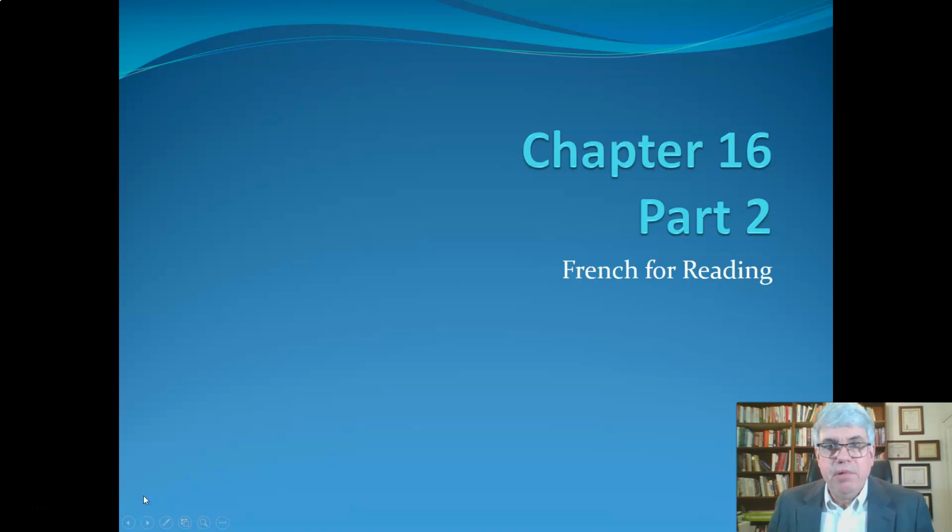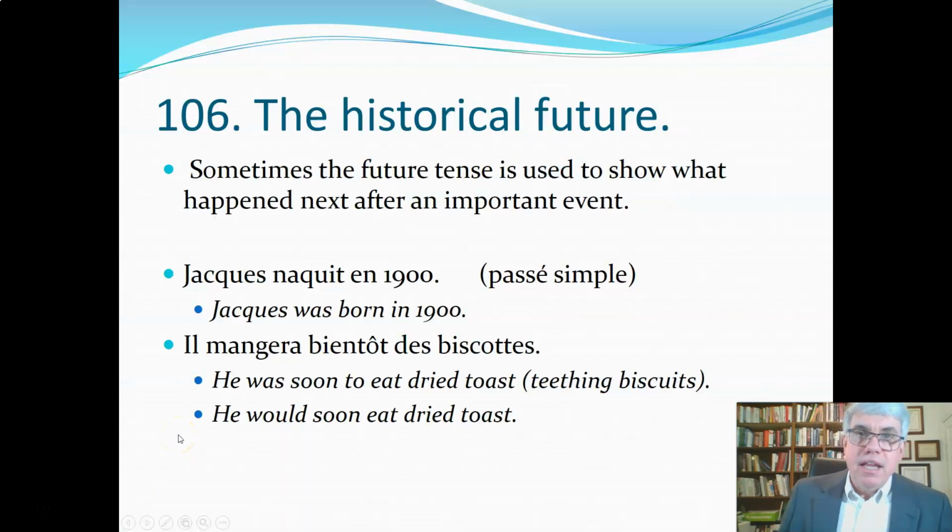Chapter 16, Part 2. Now let's look at a special use of the future. We don't really have anything like this in English, so we want to be aware of it so we don't get messed up. Sometimes the future tense is used to show what happened next after an important event somewhere in the past. So let's start off with a sentence.